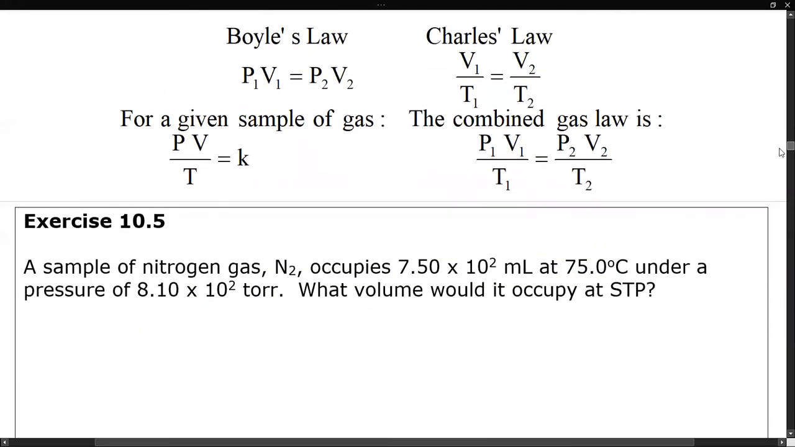So if we look at a problem, we got a sample of nitrogen gas N2 occupies 750 milliliters of volume at 75 degrees Celsius at a pressure of 810 torr. What volume would it occupy at STP? So there's our standard temperature and pressure again. That is going to tell us the temperature and the pressure under the final conditions, and we'll only need to calculate the volume. So don't think you don't have enough information. The STP tells you what you need to know.